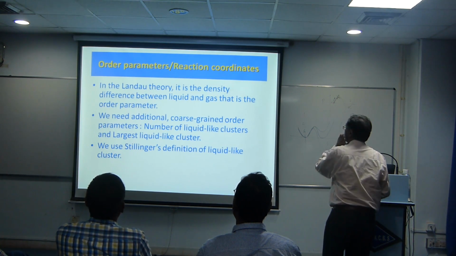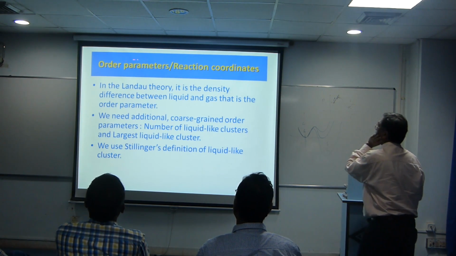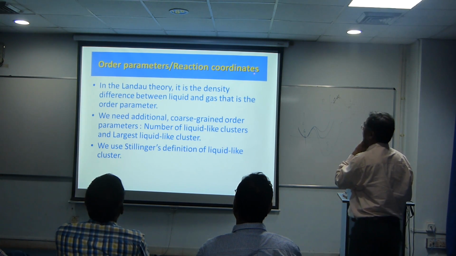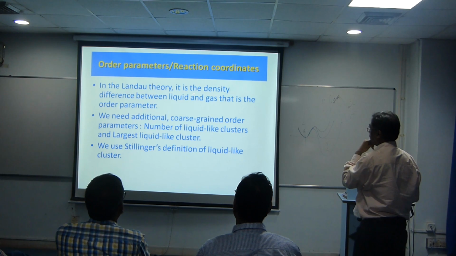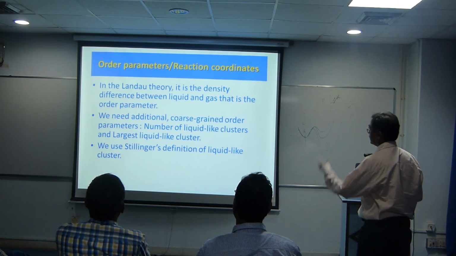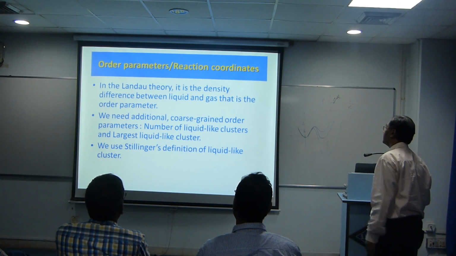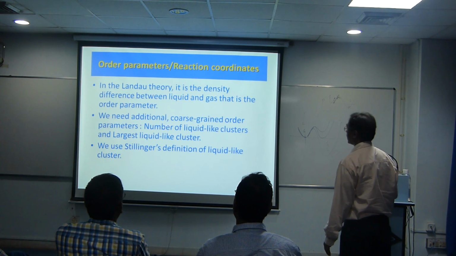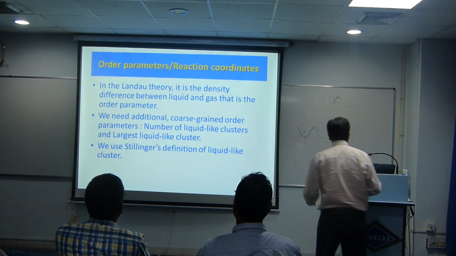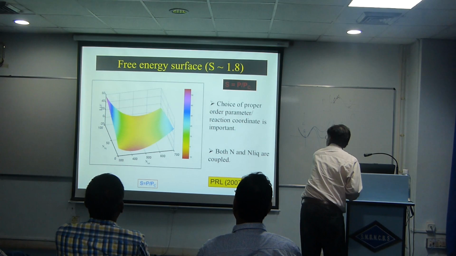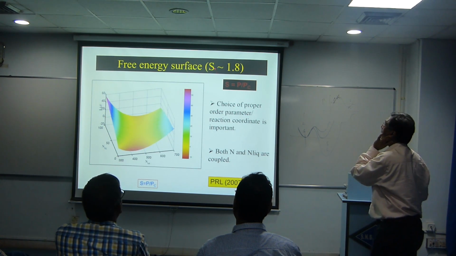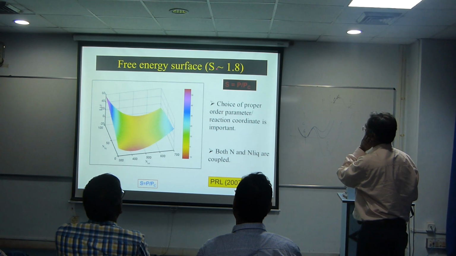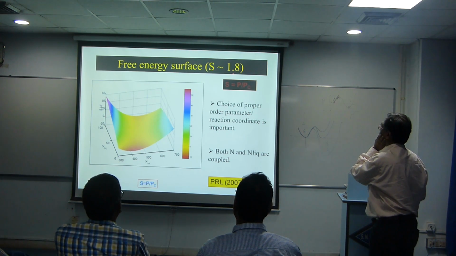Going back a little bit, as I talked about order parameters, this is nothing but reaction coordinates, for those who are chemists here. In Landau theory, it is the density difference, and in magnetic systems it is magnetization, and these are kinds of coarse-grained order parameters. But now the results are really very interesting. Now the free energy surface, which is moderately supersaturated. Remember P by Pc is 1.8.